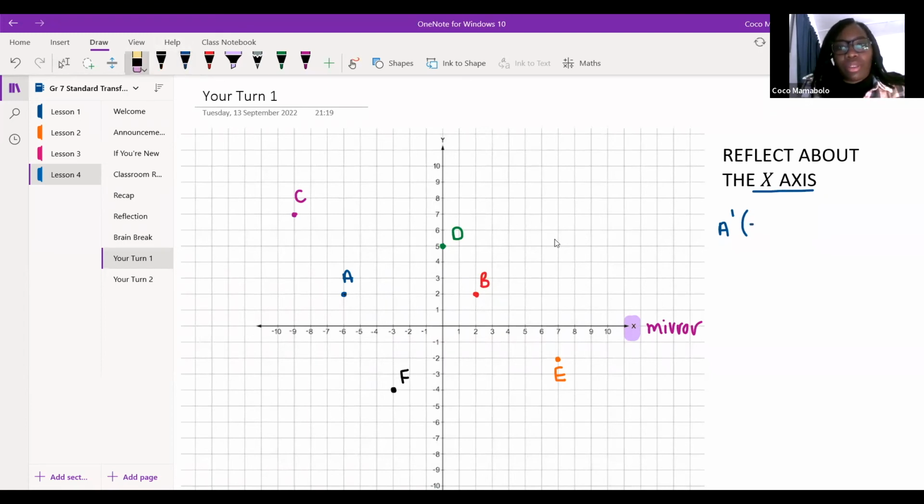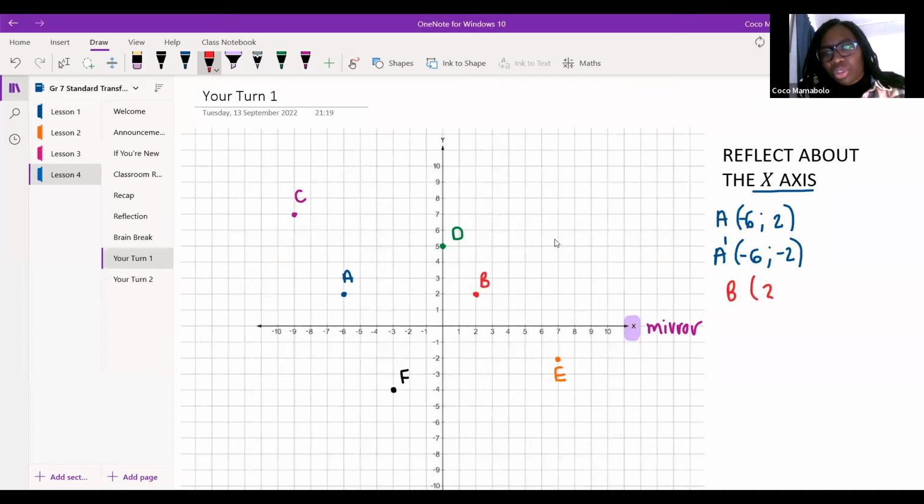Okay, let me do this rather. Let me write the A and the A prime. Okay, I know that my A is -6 and 2. So for my A prime, my X will stay the same, and my Y will change its sign. -2. That's A prime. Now if we do B, B is 2 and 2. So B prime, my X will stay the same, and my Y will change its sign.